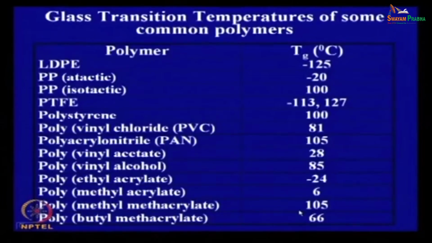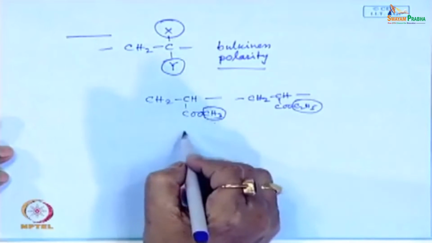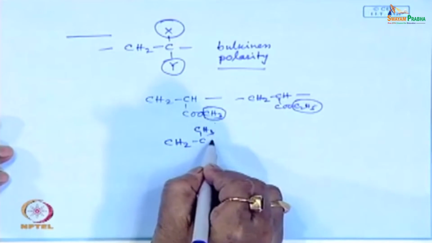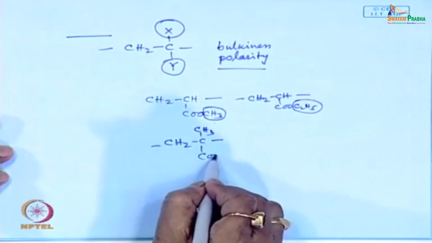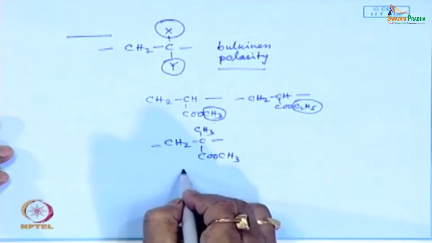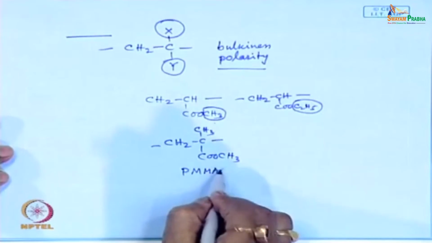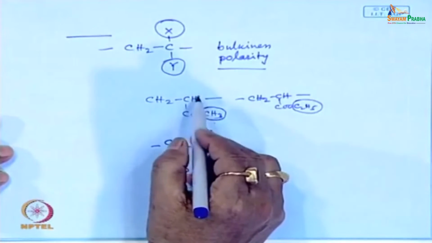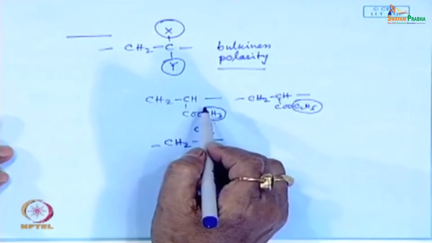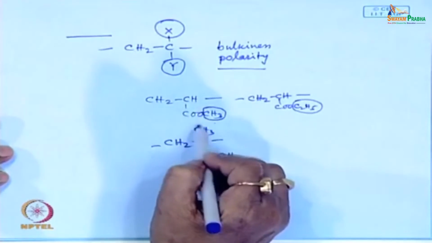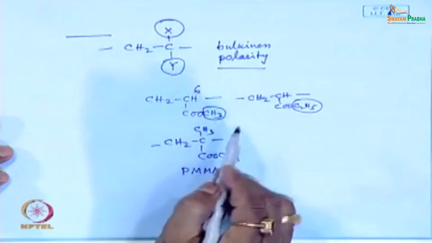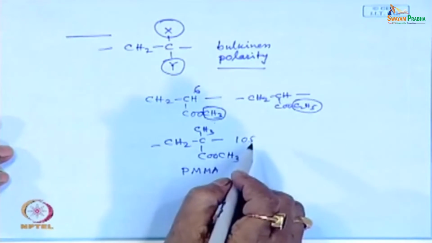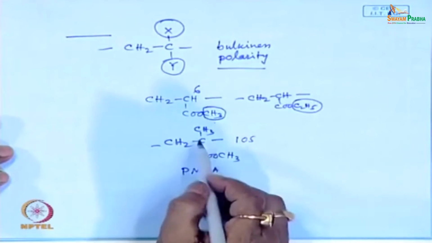Further, if you compare another polymer, this is PMMA, compare this polymer with this polymer, its Tg value is minus 24, 6 degrees, and its Tg is 105 degrees. So, that change has come from this methyl group.